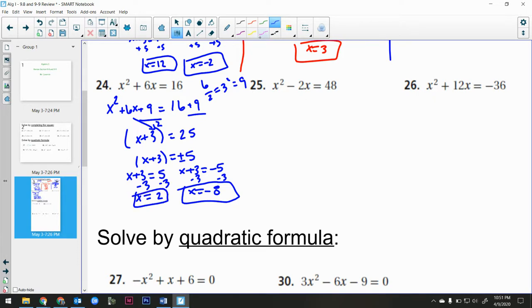All right, next problem up here, number 25. I get an x squared minus 2x is equal to 48. What number am I going to add to both sides? A 1.